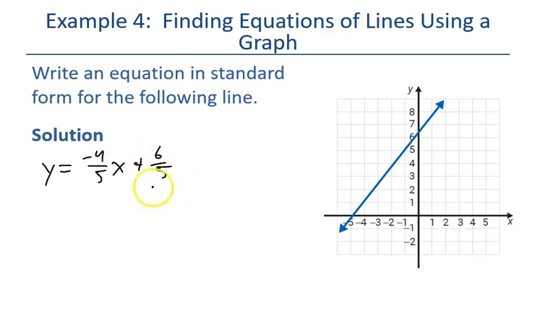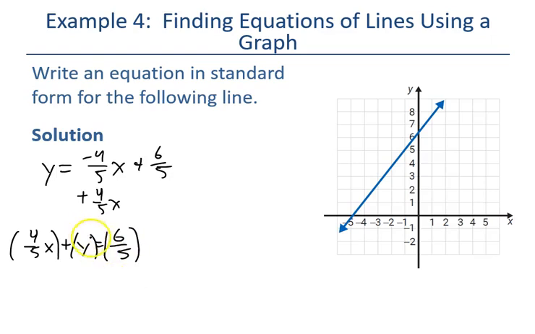I also want you to notice here that what we also could have done is change this into standard form if I wanted to. I can come in here and go, okay, well, let me go ahead and add 4/5 x to both sides, and that's going to give me 4/5 x plus y, all equal to 6/5, and I'll go ahead and multiply everything here by 5.